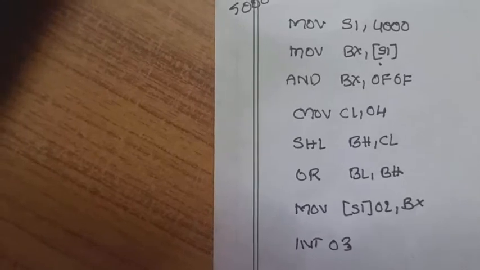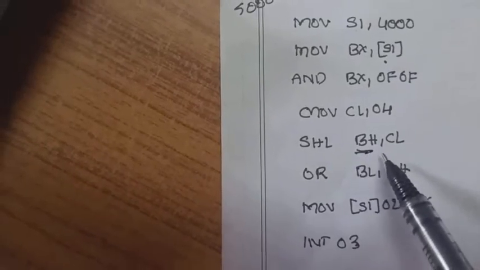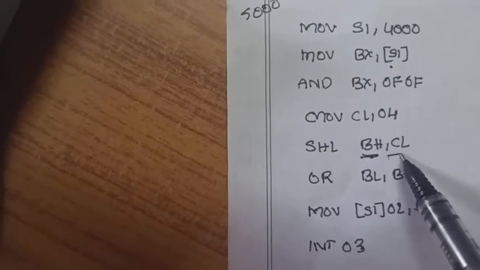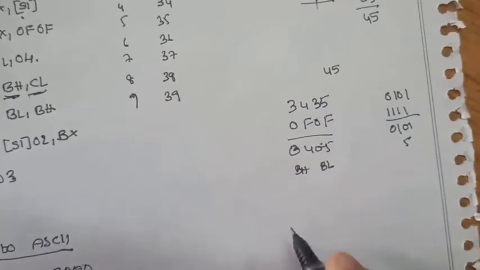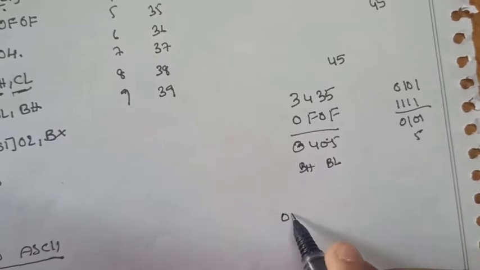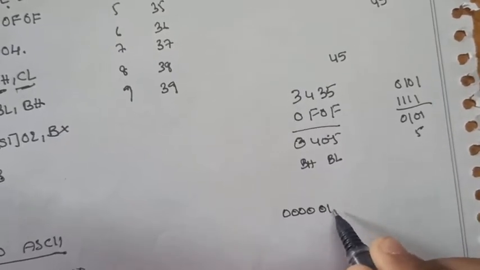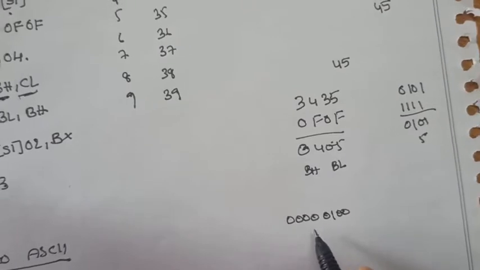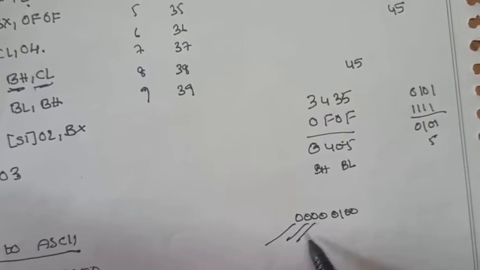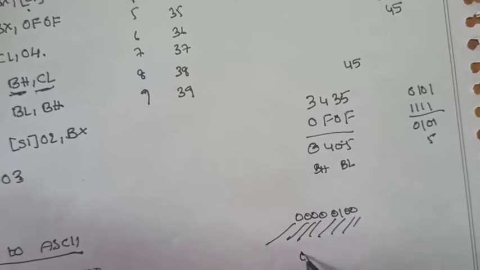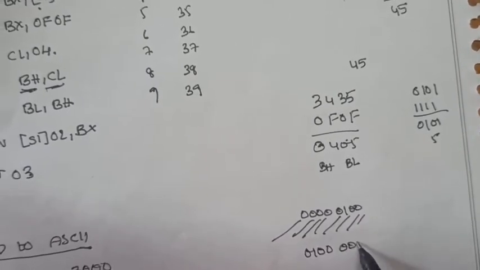Now SHL means shift left. I am shifting the data to the left hand side. Which data am I shifting? I am shifting the BH value. How many times? CL times, meaning 4 times. The shift operation is done in terms of bits. For example, 0405 means 0000, 0100. This is the data, and 4 times shifting left means this data will be shifted to the left hand side, and we get 0100, and here we get 0000.